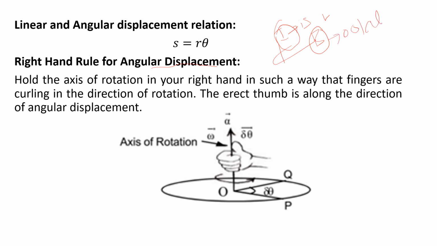So in short, here the thumb points in the direction of the displacement and the B is replaced by the direction of rotation. Let's now read from the slide what it says. Hold the axis of rotation in your right hand in such a way that the fingers are curling in the direction of the rotation. The thumb is along the angular displacement. The same has already been explained with reference to electricity and magnetism.